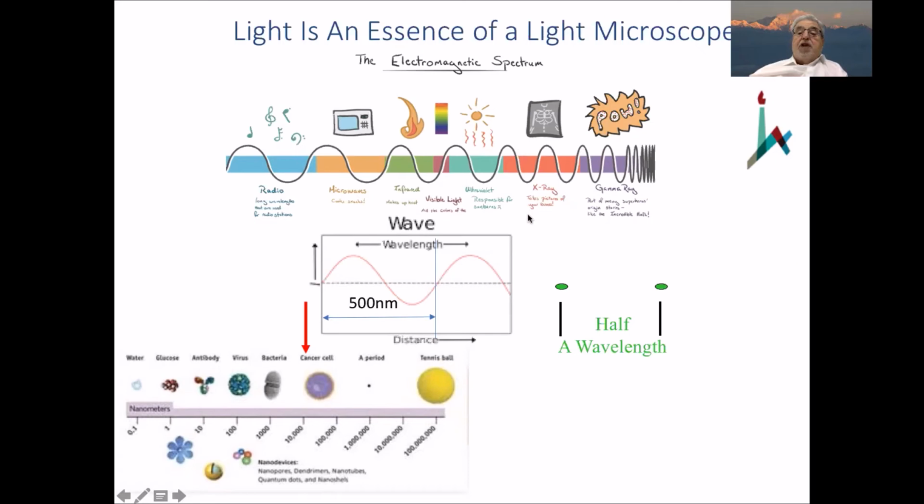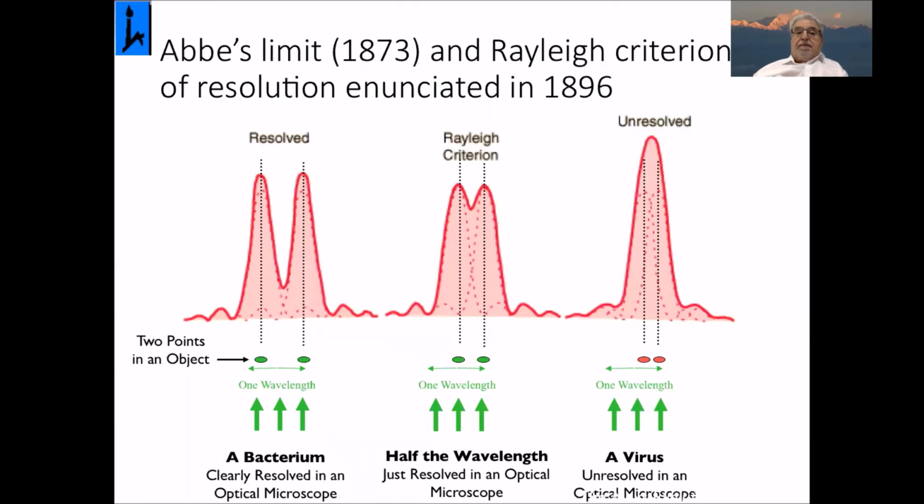Now, the general criterion is that you can only image these objects at a level of half a wavelength in an optical microscope. So a bacteria, which is 1,000 nanometers, would in fact be clearly able to be seen and imaged in an optical microscope somewhat. These criteria were established by Abbe in 1873 and Rayleigh at the end of the 1800s.